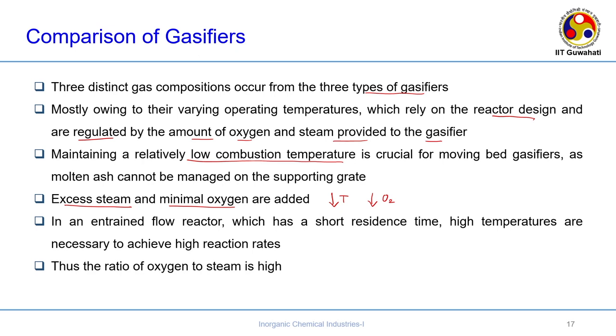But in an entrained flow reactor, it has a short residence time. So, high temperatures are necessary to achieve high reaction rates. So, in that case, it does the opposite. The oxygen to steam ratio is very high, because you need to have a quick reaction. Short residence time does not allow them to form other products, do the reaction and let the gases escape. So, that is the way you control the residence time.